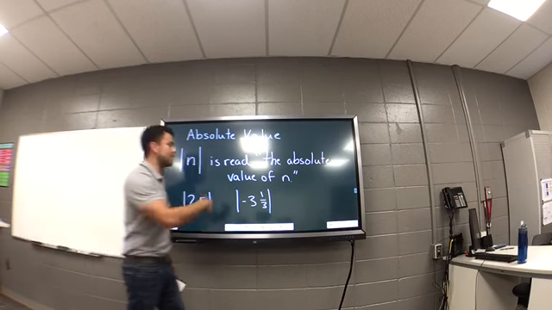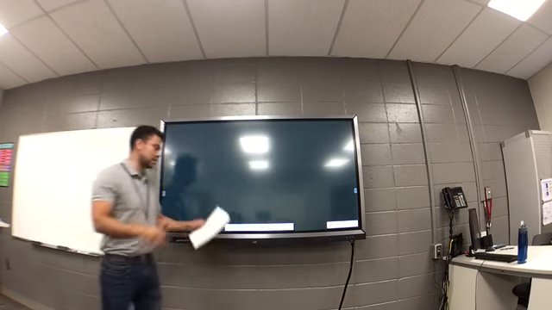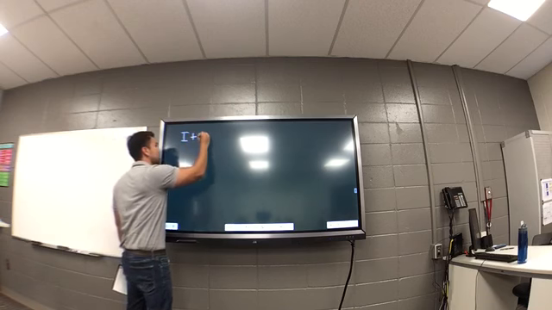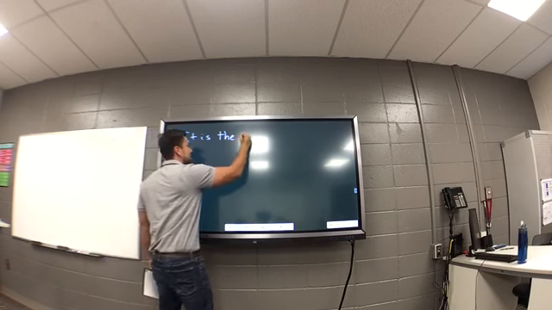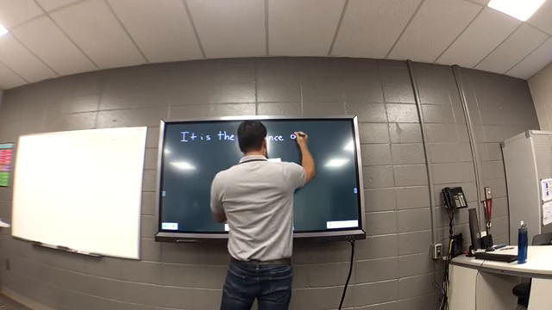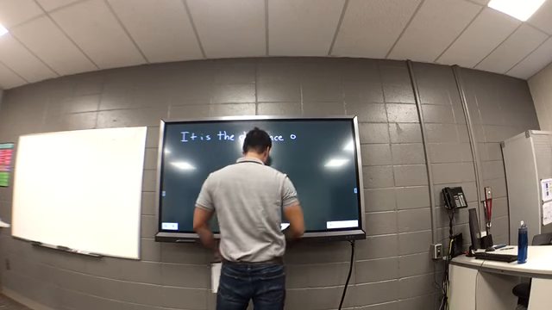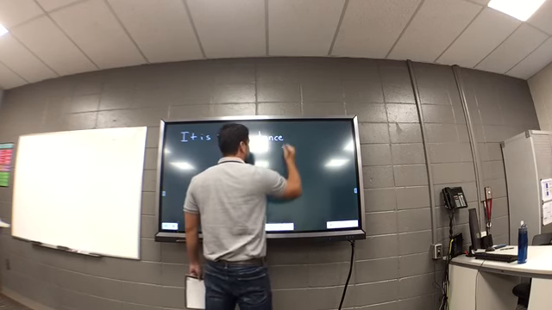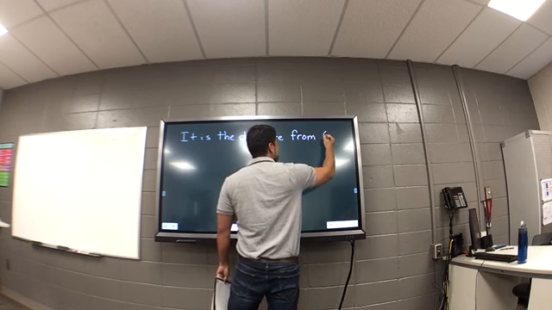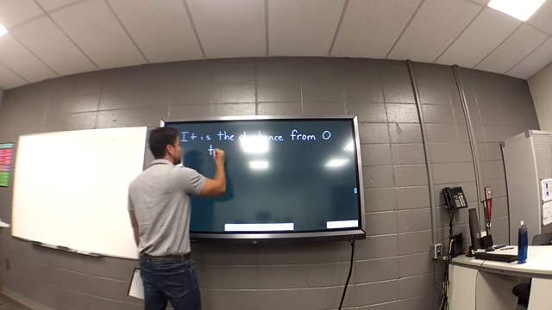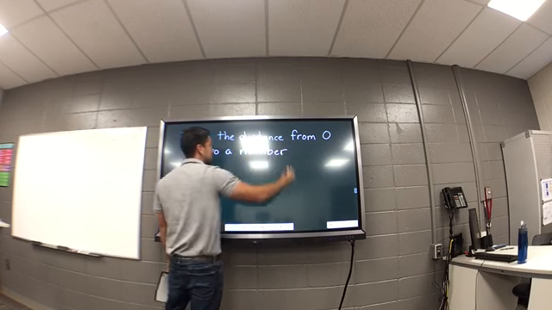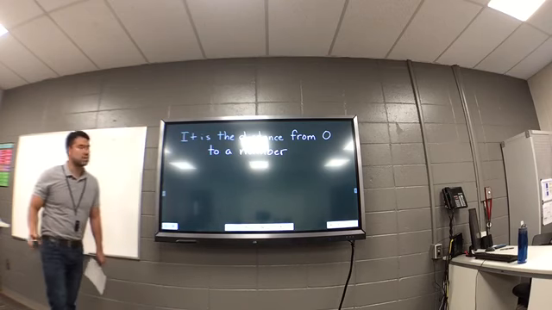Okay, so what is absolute value? So now we're going to talk about what it actually is. Okay. It is the distance, I'm going to use the words correctly for that last example, the distance from 0 to a number. So this is still absolute value. It is the distance from 0 to a number.